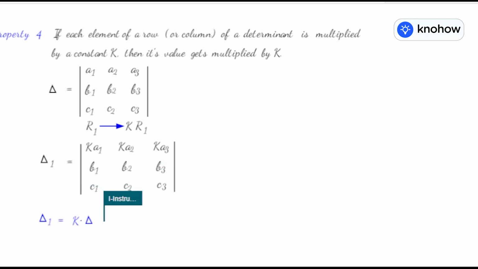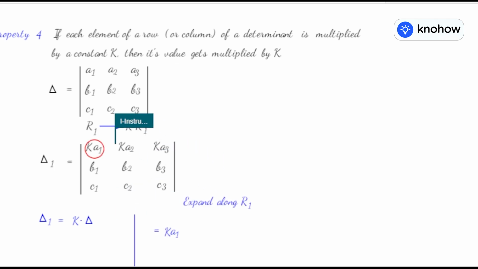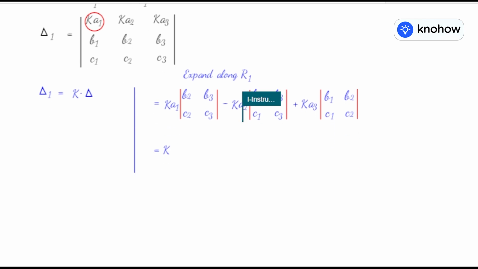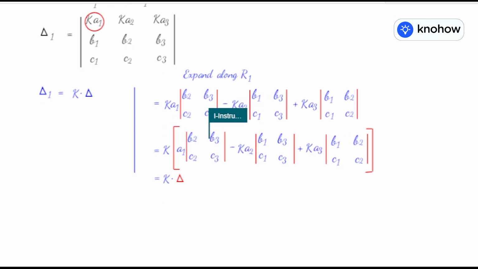See how? If you expand it with respect to row 1, you get ka1 times this determinant, then again you get minus ka2 times its determinant, and ka3 times its determinant. So k will come out common throughout and you will get delta only. So the property is simple. Now let us take a few results.